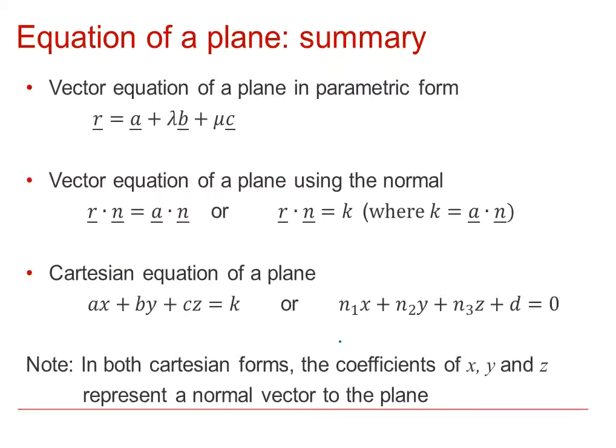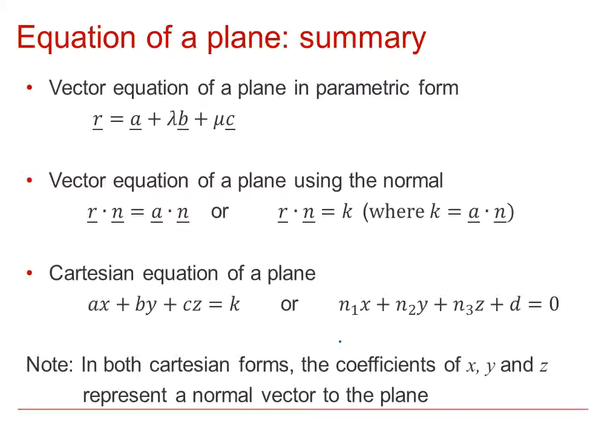So in summary, the vector equation of a plane in parametric form is r equals a plus lambda b plus mu c, where lambda and mu are different parameters. a is a given position vector on the plane, and b and c are non-parallel direction vectors on the plane. The vector equation of a plane using the normal can be found using r dot n equals a dot n, or r dot n equals a constant k, where k is the dot product of a with n.